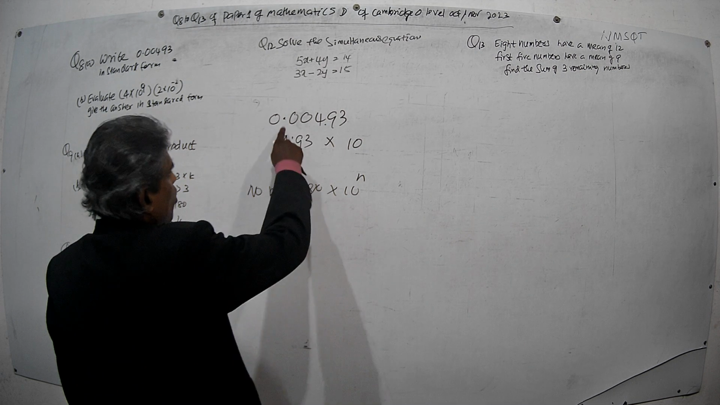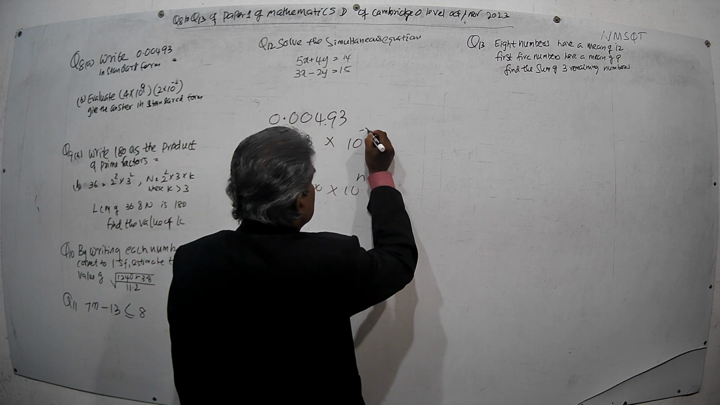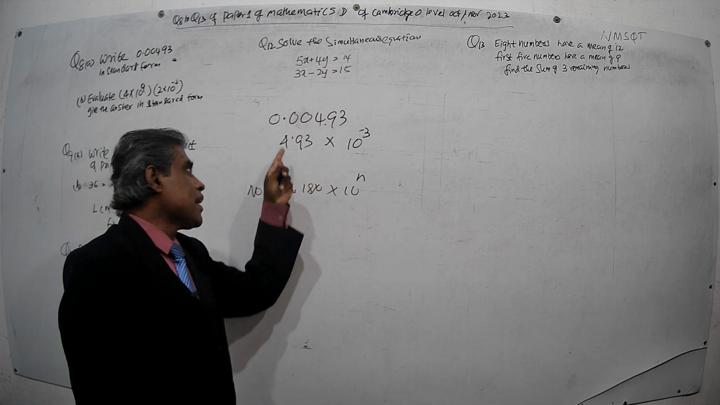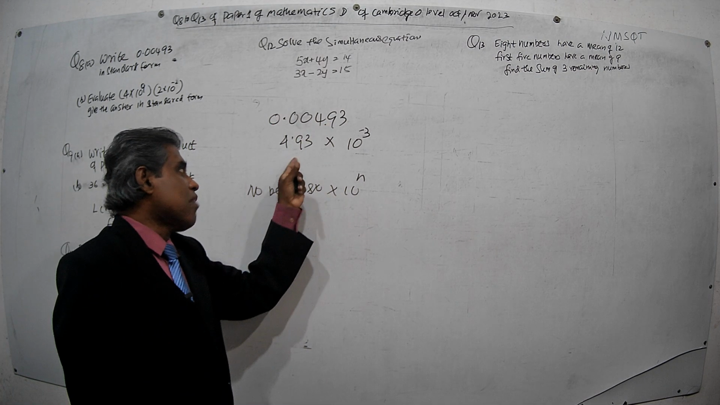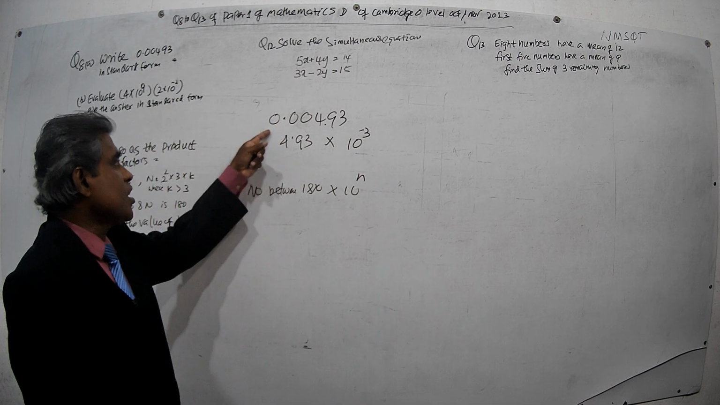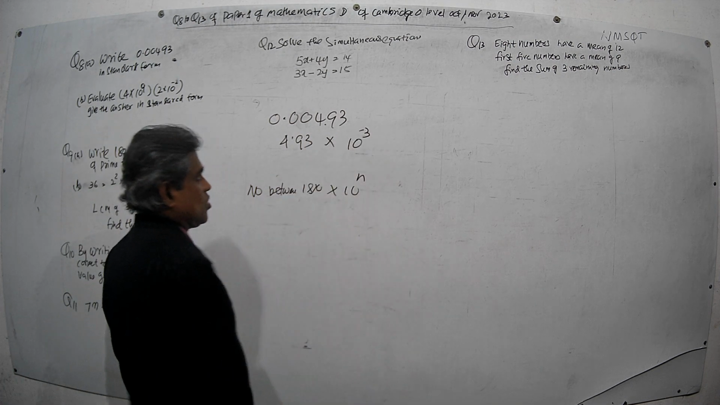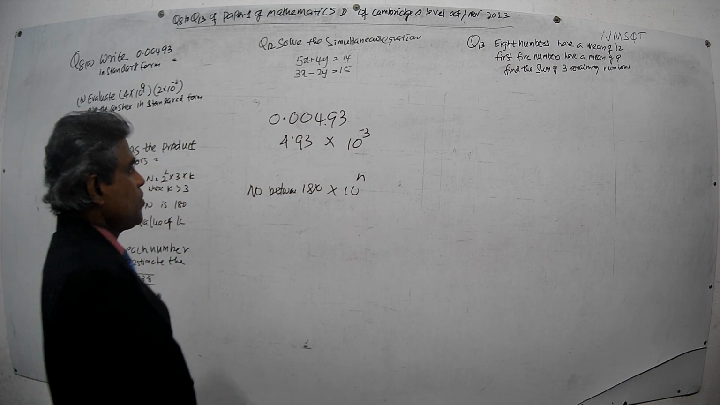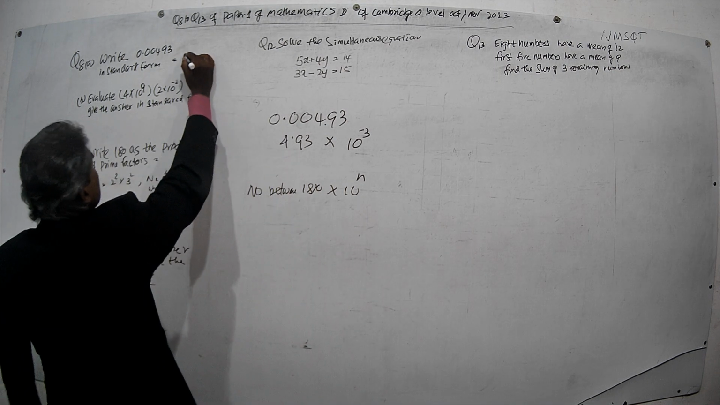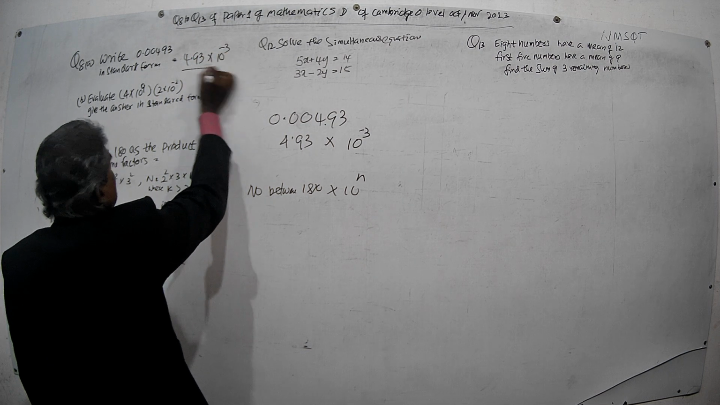Now this decimal point has moved rightward by 3, therefore the power is negative. If the decimal point is moved rightward to make the given number between 1 and 10, the power is negative. If the decimal point is moved leftward to make the given number between 1 and 10, the power is positive. So the answer is 4.93 times 10 to the power minus 3. That is the answer. Okay, right.